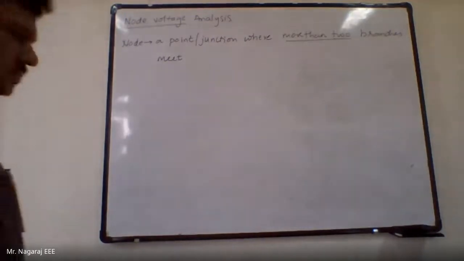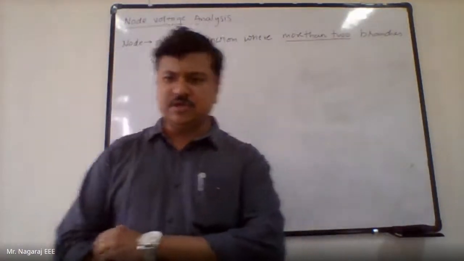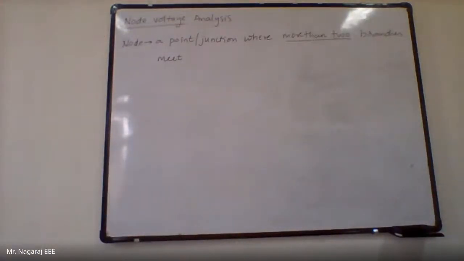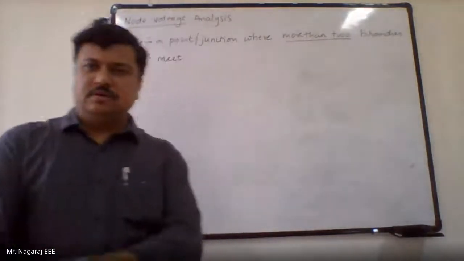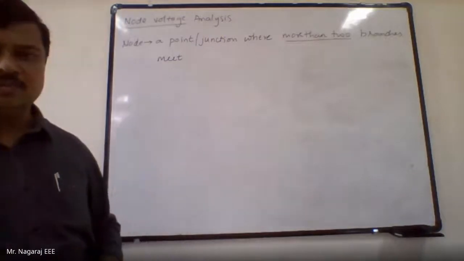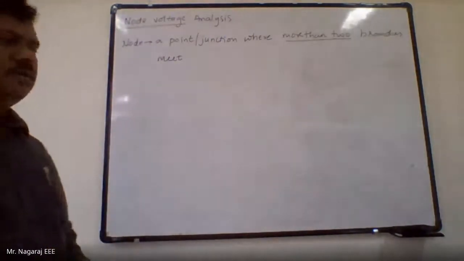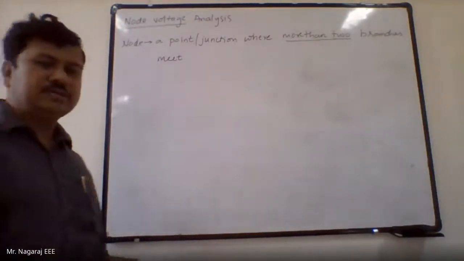So in the last class we have seen the mesh current analysis, and a special case of mesh current analysis was super mesh analysis, where an ideal independent current source was coming in common to two meshes. So we have seen a special case by solving the super mesh. Next point we will go to is node voltage analysis.